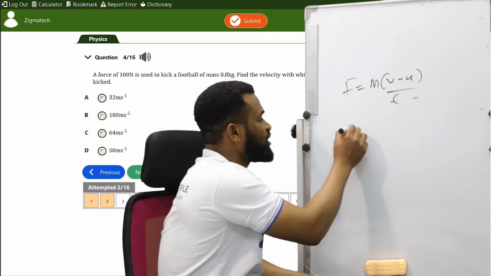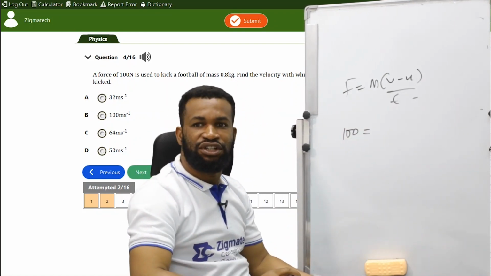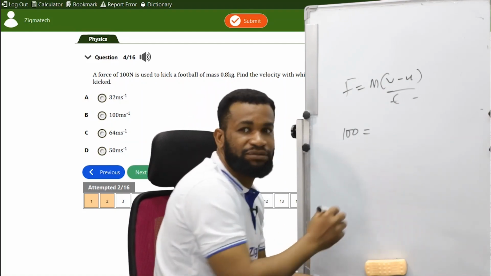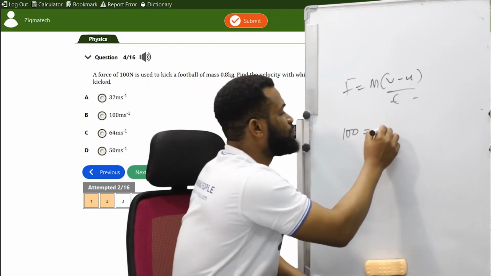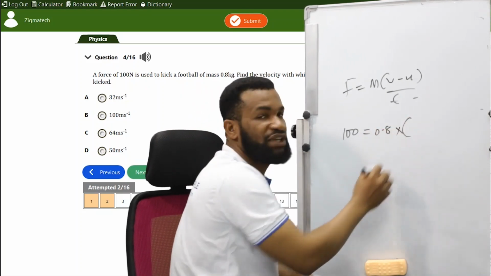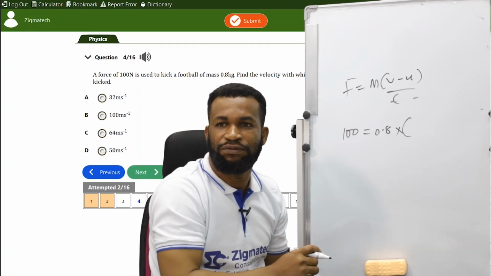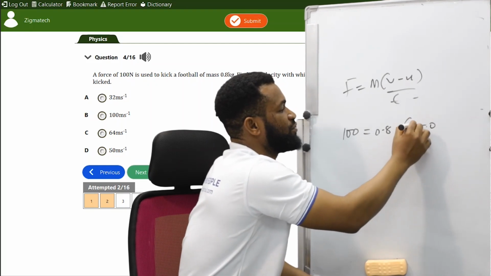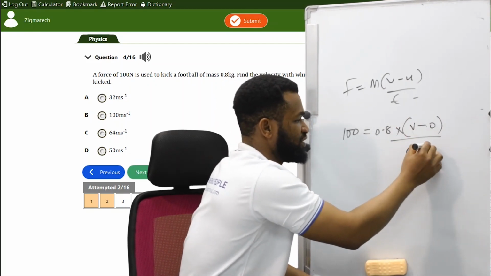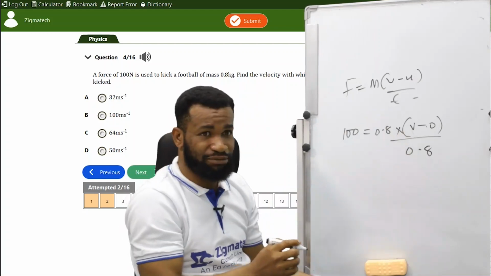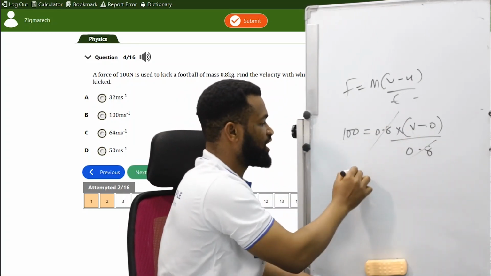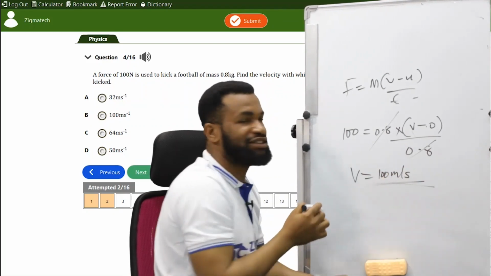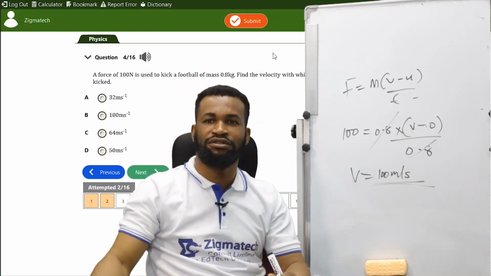A force of 100 Newton is used to kick a ball. The ball was at rest before the kick. So I'm going to have 100 equals the mass, 0.8, times v. Find the velocity, so I'm going to use v minus 0 because the body was at rest, divided by 0.8 because 0.8 is the time. This will cancel this, and we say that v is 100 meters per second. That is a very high speed, and that is option B.